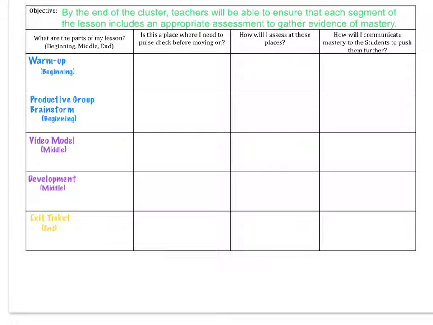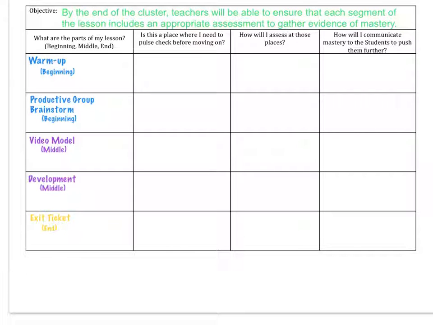Alright, so now I'm going to take each of these chunks and walk them through a series of three questions to build in and ensure that I'm gathering evidence throughout the lesson towards mastery before I move on to the next piece. So the first question is, is there a place where I need to pulse check before moving on? When we say pulse check, we're just talking about taking a break to see if the kids are picking up what I'm giving them, or if they're following, before I move on to the next chunk, to make sure that we're progressing towards mastery.